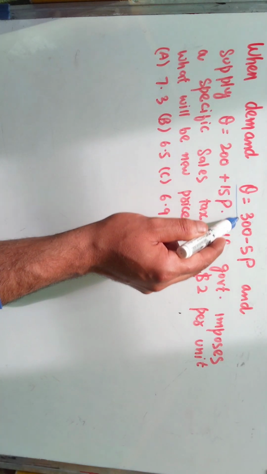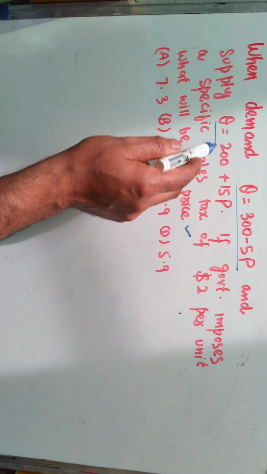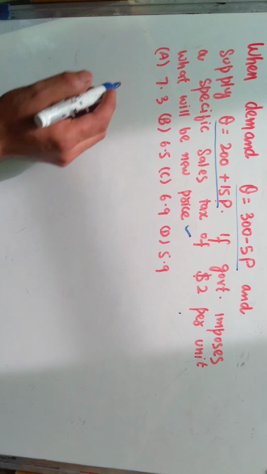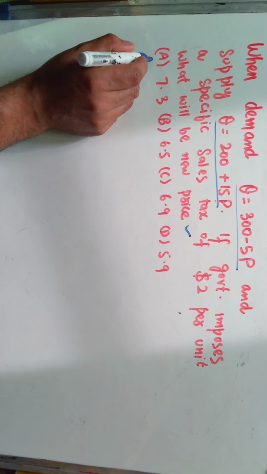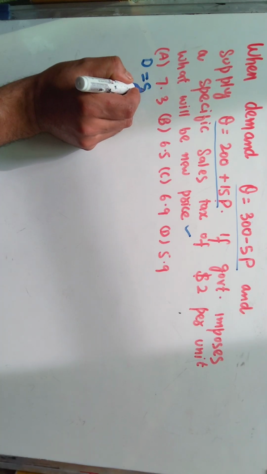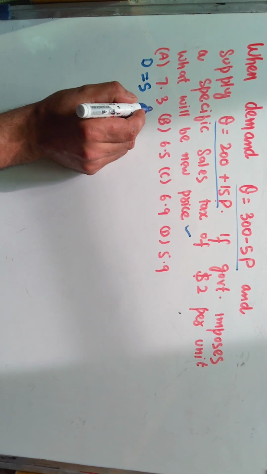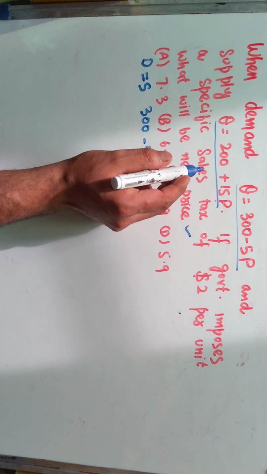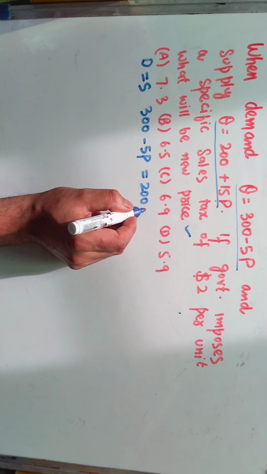So we have this demand function and this supply function. So what will we do? We will find out the initial equilibrium price and output before the imposition of the sales tax of $2. Initially, we equate demand with supply. So demand is 300 - 5P, and we equate it with the supply function, which is 200 + 15P.